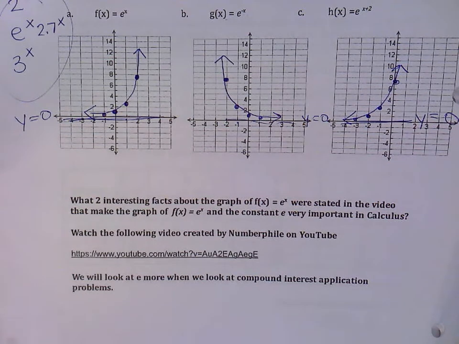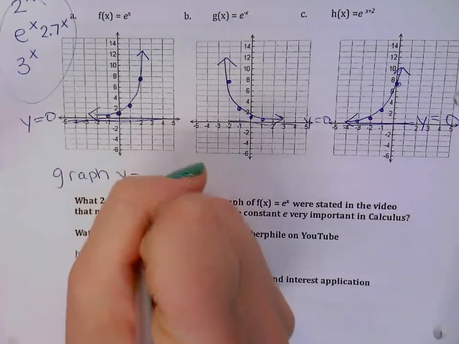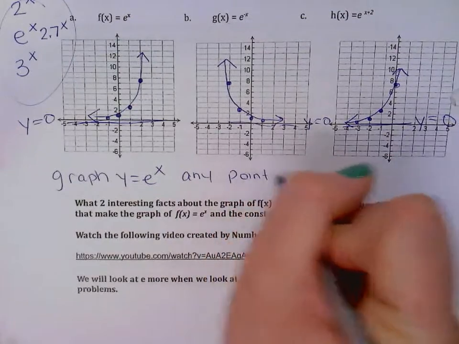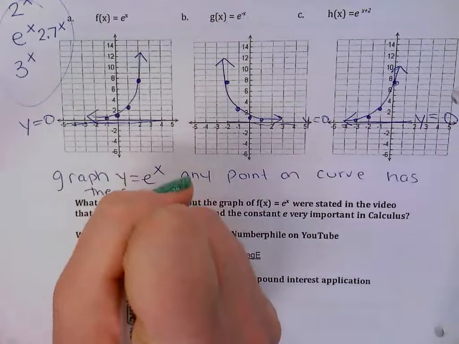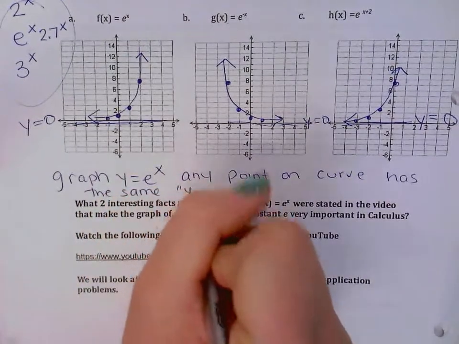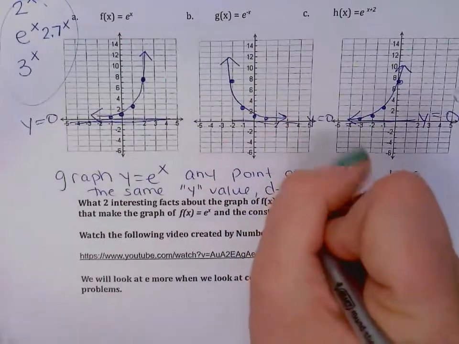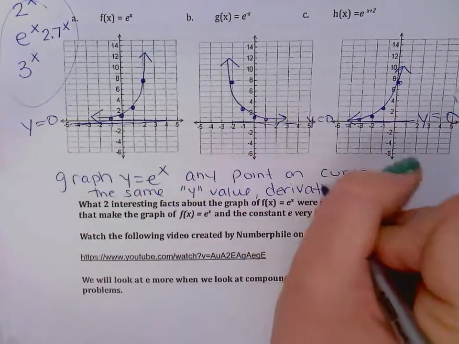So calculus is the study of derivatives and integrals. Derivative is the slope of the line at that point. Integral is area under the curve. So if e to the x at any point on the curve, right, so on the graph of y equals e to the x, any point on the curve has the same y value. He called it the gradient, but I think that's the British term for derivative. So I'm going to call it the derivative. That's what we call it in calculus.